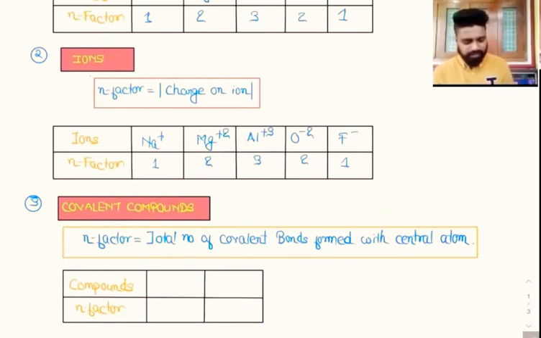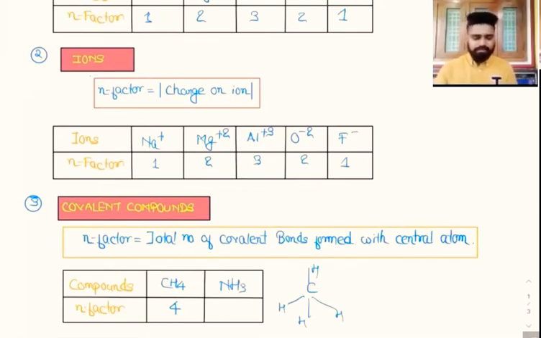CH4 methane, then the carbon is having 4 bonds with hydrogen. It is a covalent compound, therefore the n factor is 4. If we have ammonia, NH3, it will be having 3 covalent bonds, the n factor will be equal to 3. So this is about the calculation of n factor in case of covalent compounds.